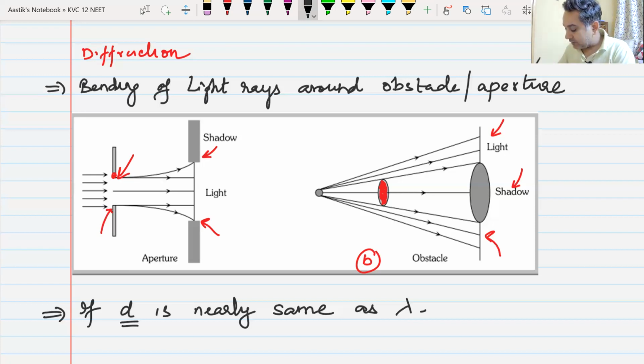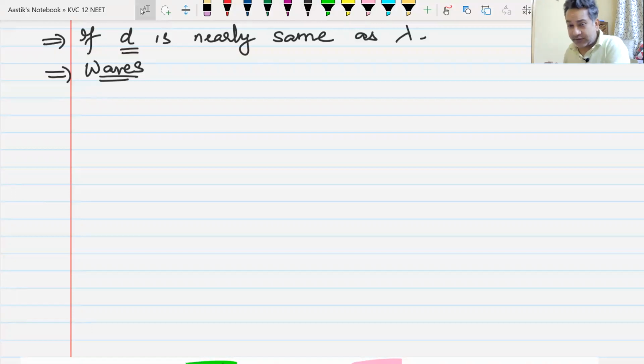Okay. Now remember, this diffraction pattern is a pattern which will be seen in all waves. Whether it's a light wave, whether it's a sound wave, it is a pattern. Diffraction is a phenomena that is seen in all types of waves. Do we understand this? Yes or no? Just note it down. Wave optics means everything about waves.